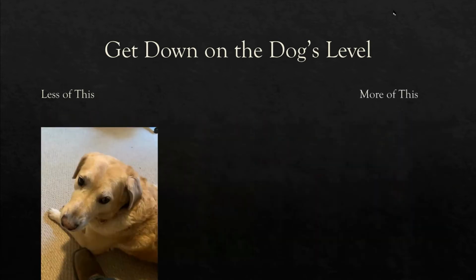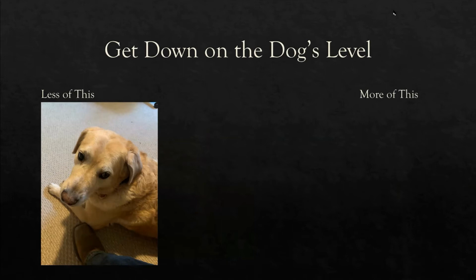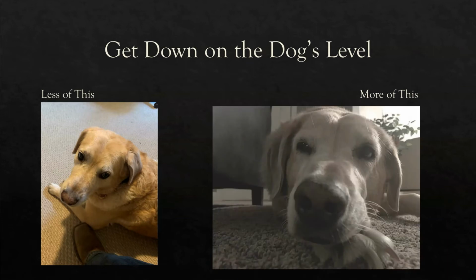So basically you want to do less of this. Now, see, I look at this picture. This is my dog. I think this dog's beautiful. I love this dog so much. And when I look at it, I see the dog that I love. But you look at it, and it's just a boring shot of a dog, right? There's nothing really to it that is exemplary or overly interesting. Well, here's a shot of the same dog from down on the dog's level.